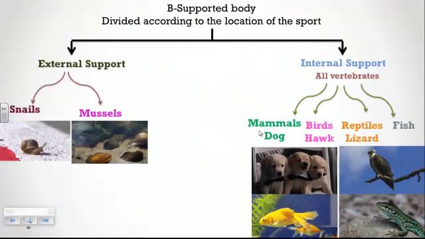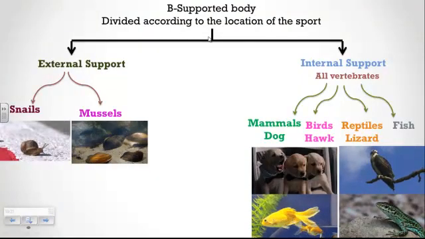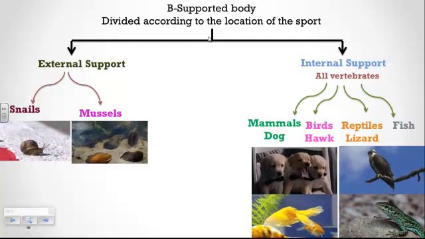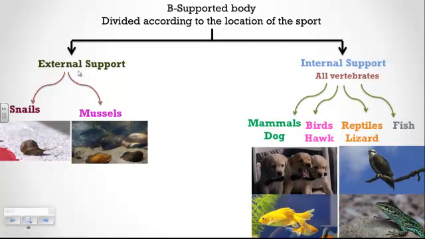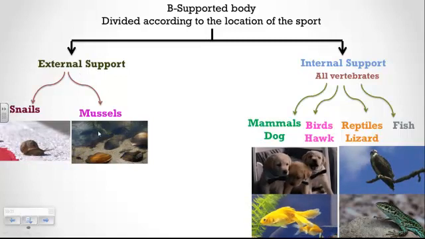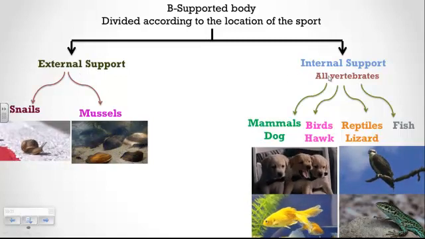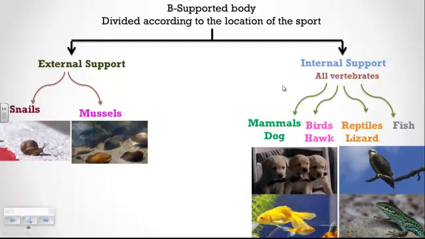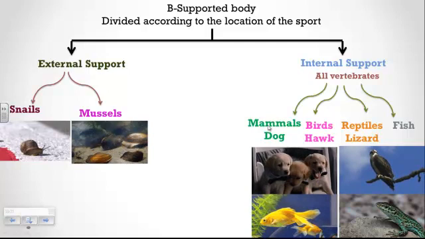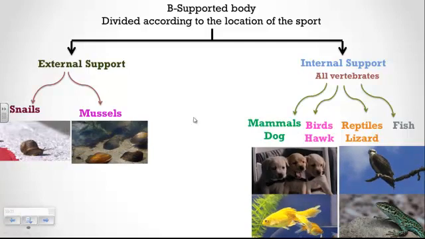The second one, supported body. Supported means they have a support, a strong part in the body. Maybe external, like a cover to protect it from enemies, like snails and mussels. While in the other type, internal support, the bones or the hard part is inside the body itself, like mammals, birds, reptiles, and fish.